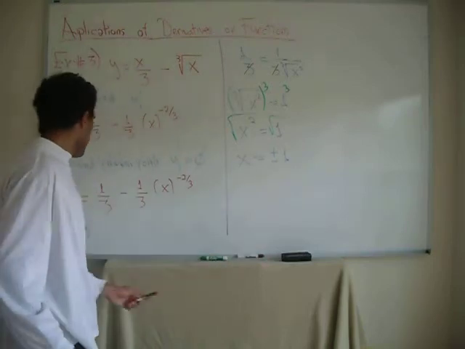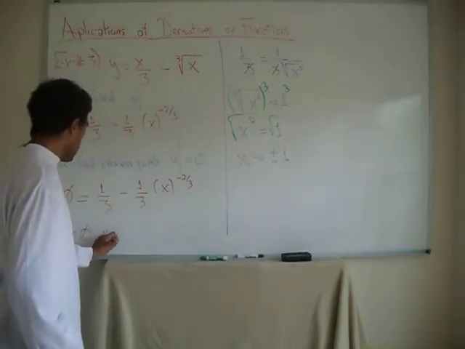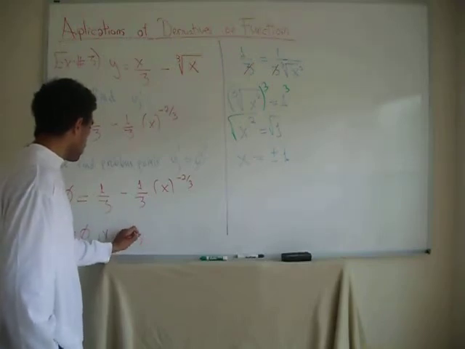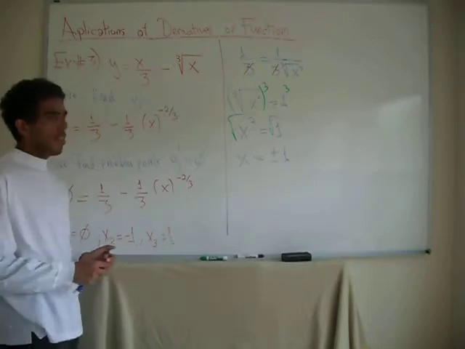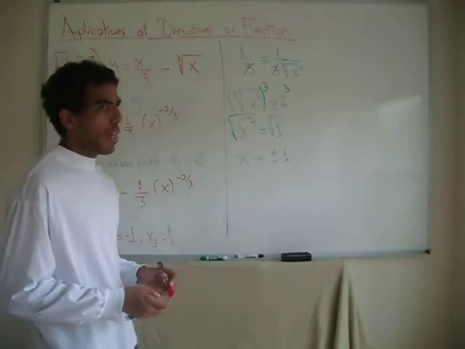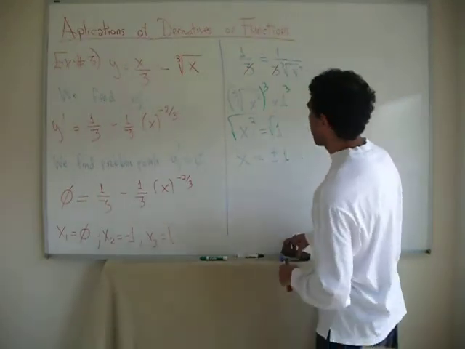So we have x1 equals 0, x2 equals minus 1, and x3 equals 1. We have 3 points, okay? So how many intervals are we going to have? We have 3 points. We're going to have 4 intervals, okay?